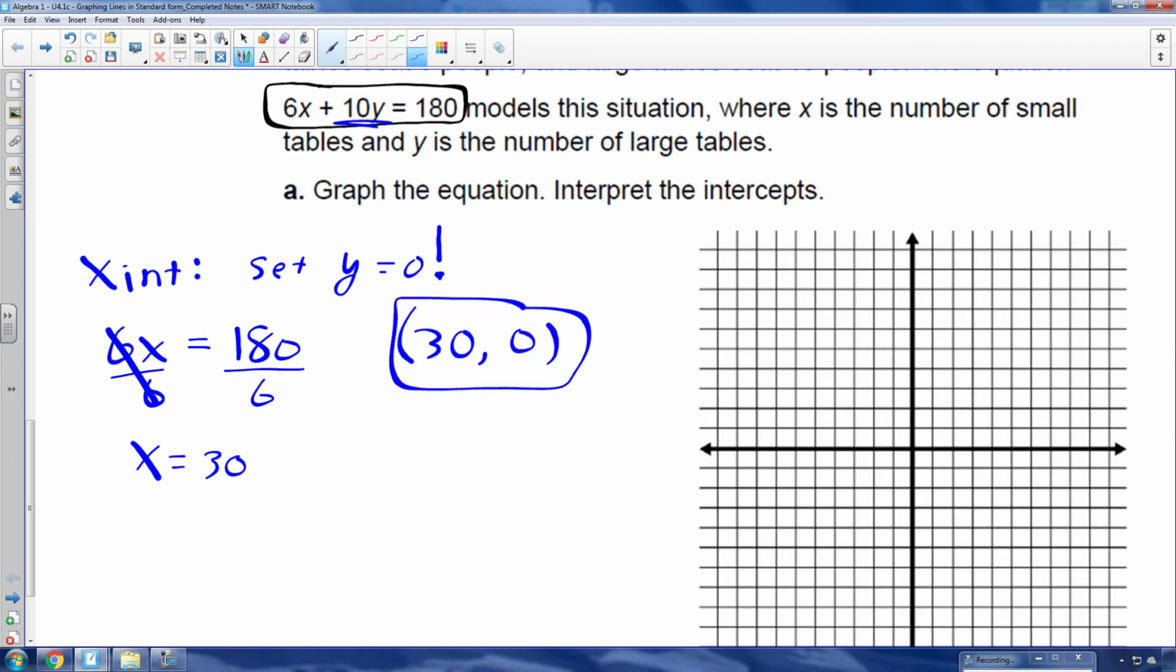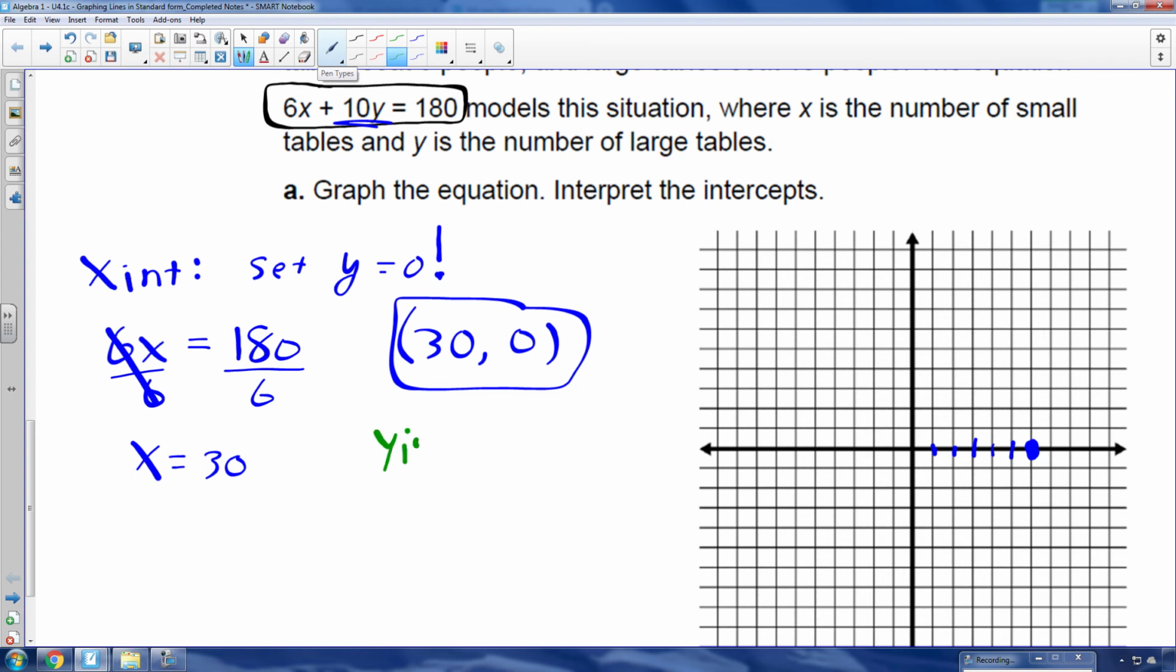That's our first point. If we have that, we can graph this thing pretty quickly. So let's go by, I want to say 5s maybe will work well. So 5, 10, 15, 20, 25, 30, and I'm hoping that will work pretty well. And this is 30 comma 0. So that's that point.